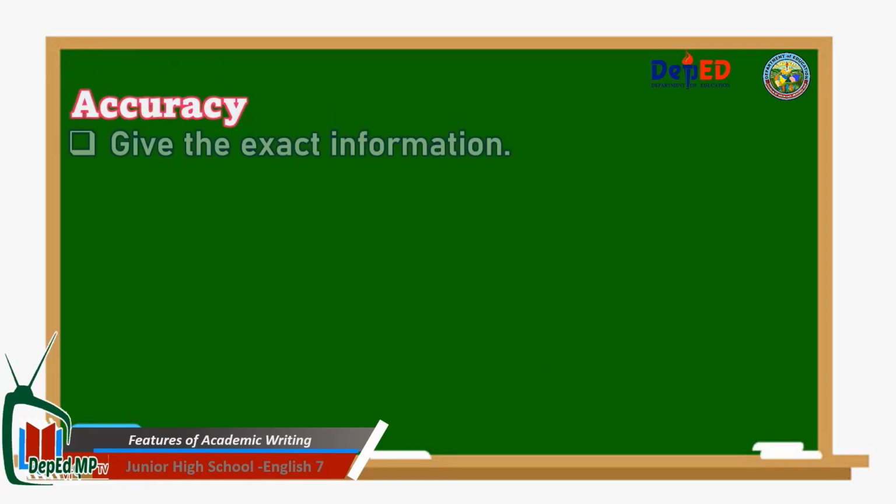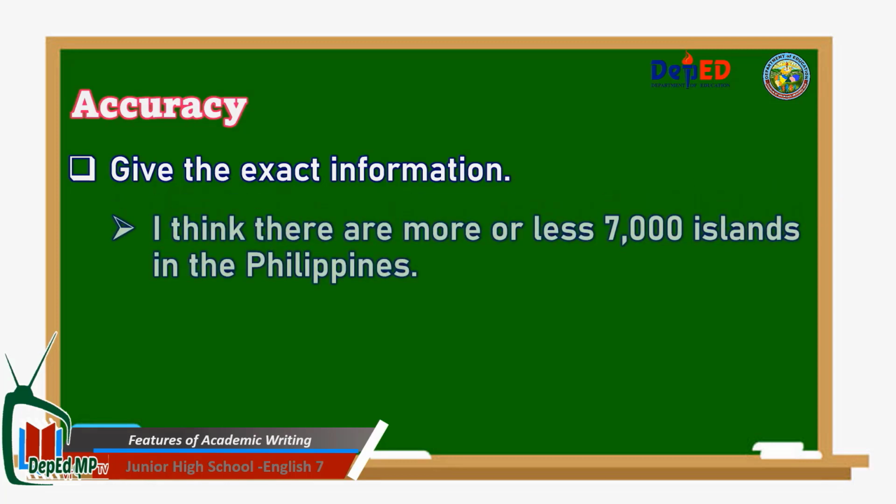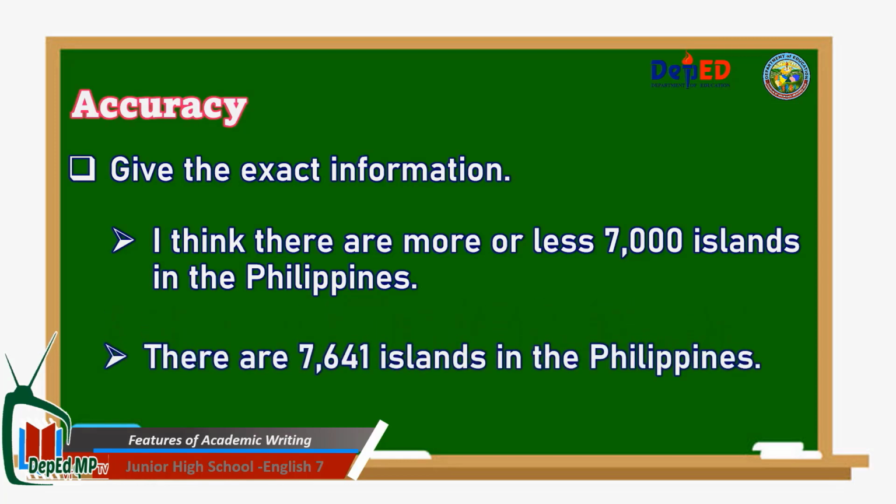Accuracy. Accuracy is giving the exact or specific detail. Facts and figures or numbers are given accurately. Let's look at the example below. I think there are more or less 7,000 islands in the Philippines. This shows inaccuracy. It does not provide the exact number of islands in the Philippines. To make it accurate, it should be there are 7,641 islands in the Philippines.